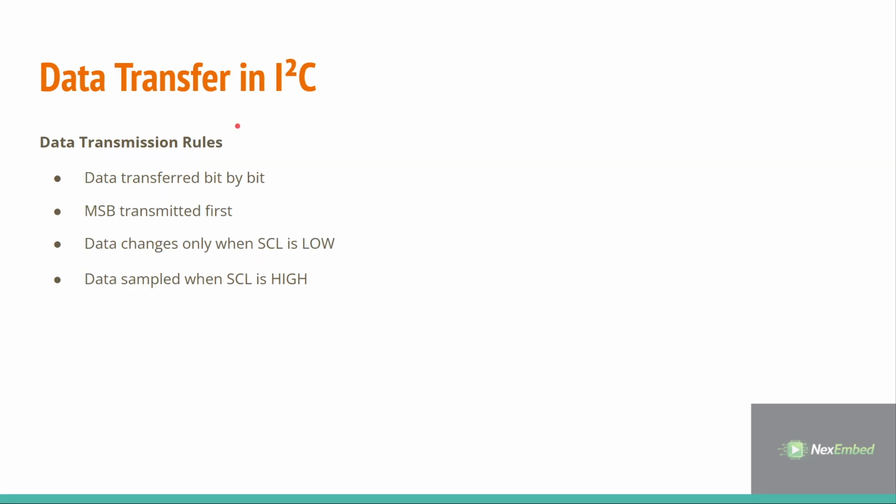Now, data transfer in I2C. How will the data transfer be in I2C? Data is generally transferred bit by bit because it is a serial communication protocol. It transmits MSB first, and the MSB is followed till the LSB. Data changes only when our clock is low. If our clock is high, then data sampling will happen. So when our clock is high, data sampling happens, and when my clock is low, data changes happen.